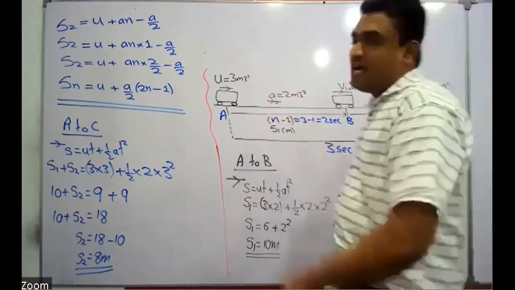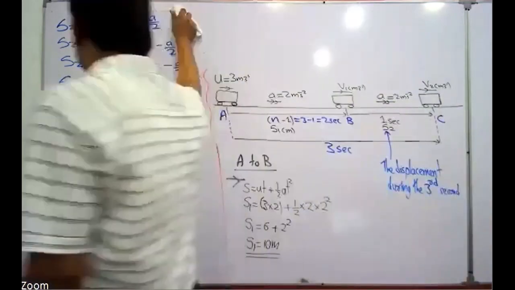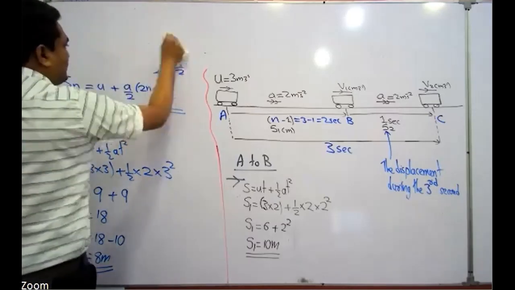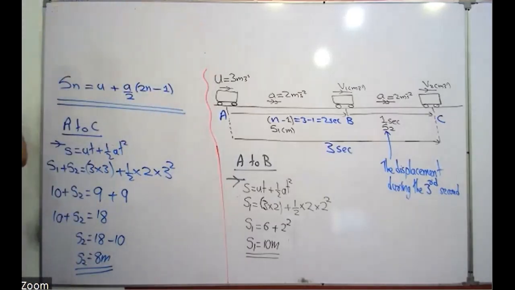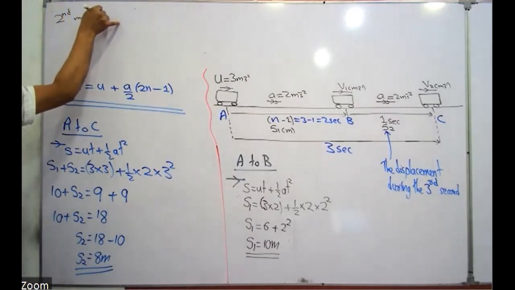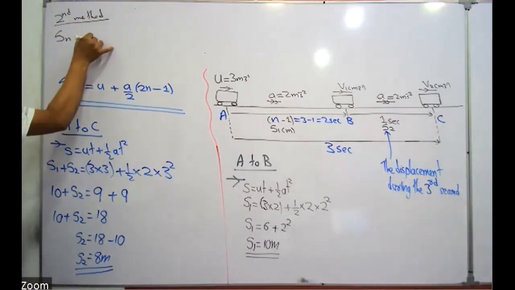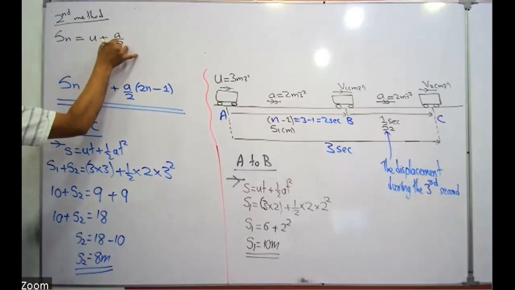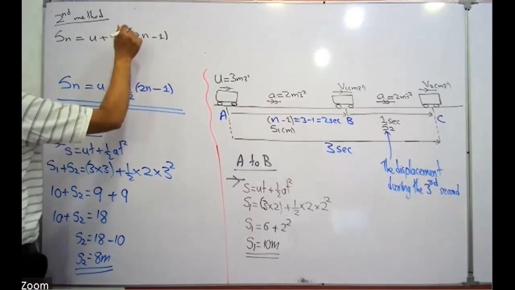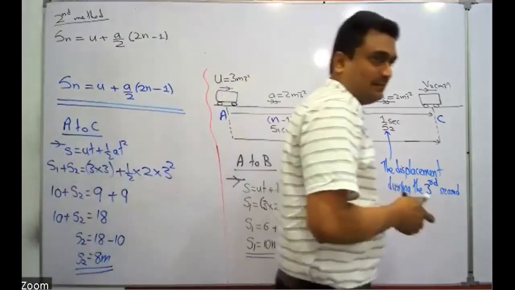Right, now let's check whether we are able to obtain the same answer by using the equation. So please write second method. Second method, apply this equation: Sn equals u plus a over 2 into 2n minus 1. Remember that here the letter n is used for the time. n equals 3 means third second.